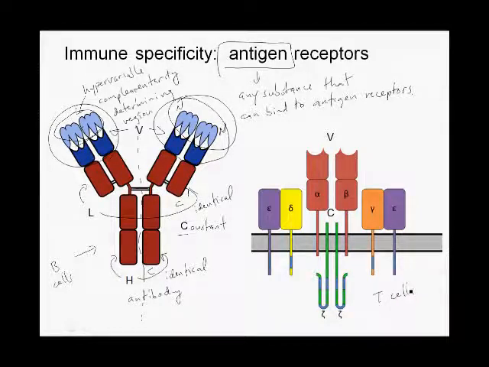T cells, the other major cell class of lymphocyte or immune system cell in the body, also have their own antigen receptor, and this is called the T-cell receptor, or TCR. And the T-cell receptor consists essentially of these two chains. There's an alpha chain and a beta chain, and the two chains together make up a single T-cell receptor. Again, the chains that make up the T-cell receptor consist of a variable domain, and here they're not differently colored, unfortunately, and a constant domain.